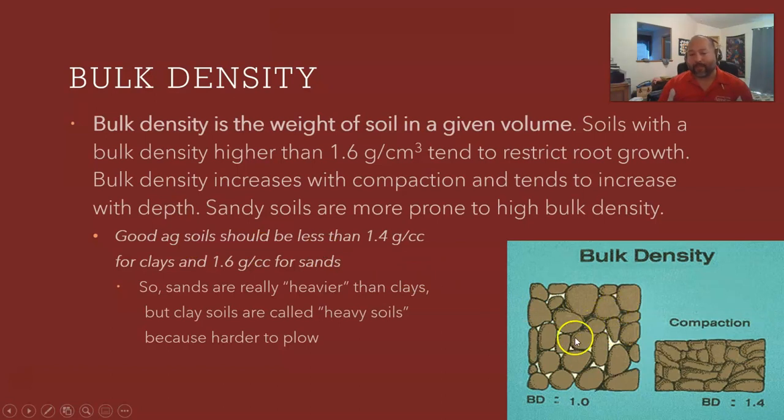So when we're talking about bulk density, we're really focused on the idea of, can roots grow, and do we have permeability? Can water and air and roots move through the soil, or is the soil kind of restrictive to that? That's the idea with bulk density. It's really important to know, because when you figure out your bulk density, you'll find that good ag soil should be less than 1.4 grams per cubic centimeter. If you've got a clay soil, or a more sandy soil, it's 1.6 grams per cubic centimeter.